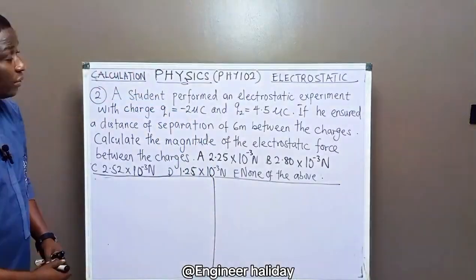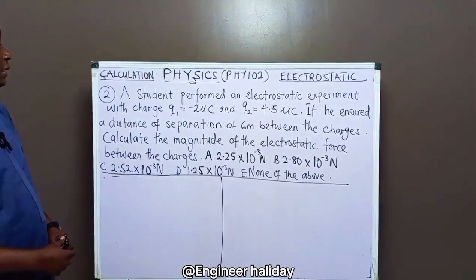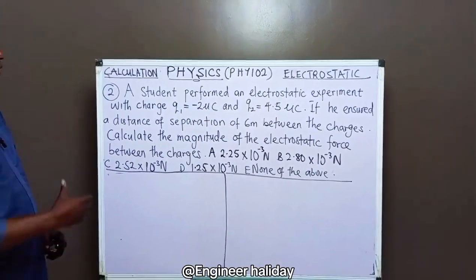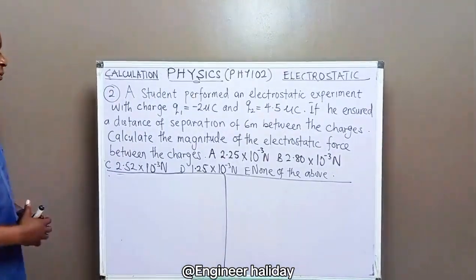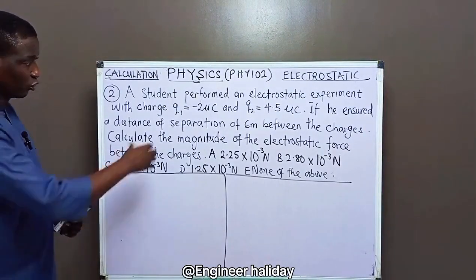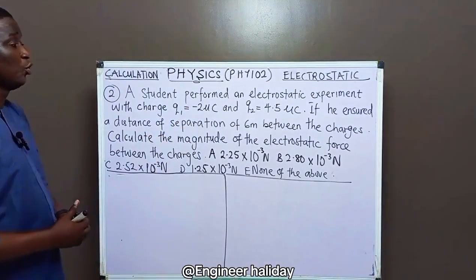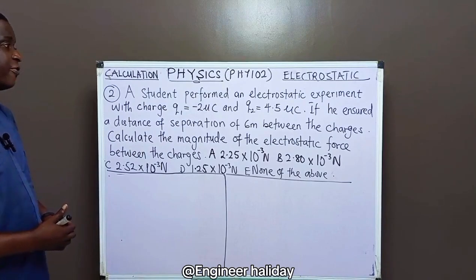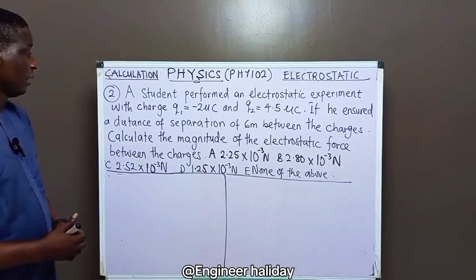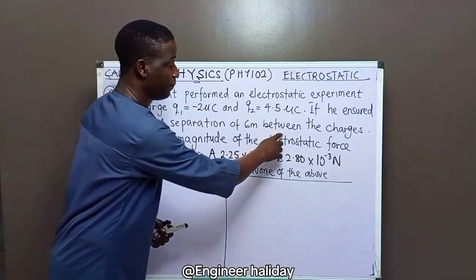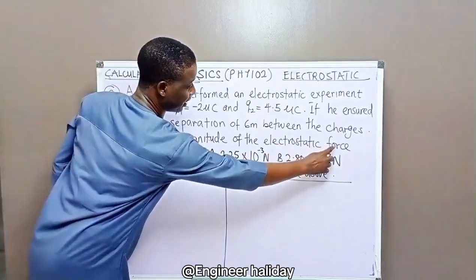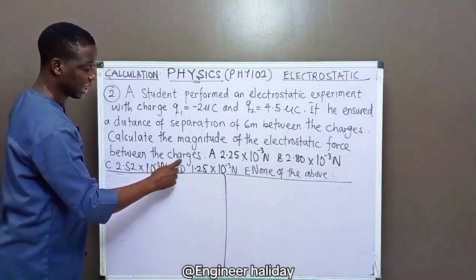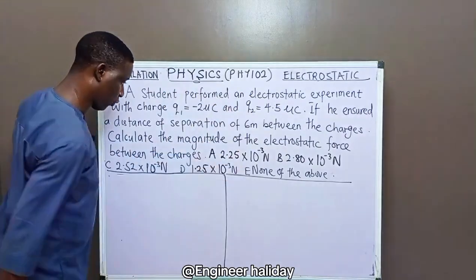We're on to the continuation of calculation of electrostatics, and we are taking question 2. A student performs an electrostatic experiment with charge Q1 equal to -2 microcoulombs and Q2 equal to 4.5 microcoulombs. If he ensured a distance of separation of 6 meters between the charges, calculate the magnitude of the electrostatic force between the charges, that means Q1 and Q2.